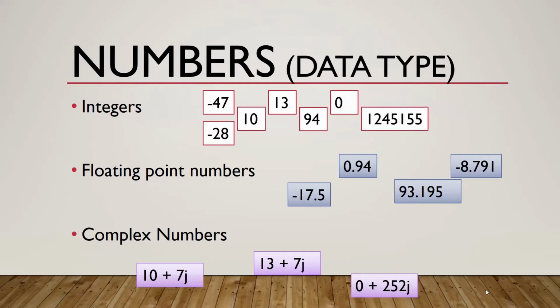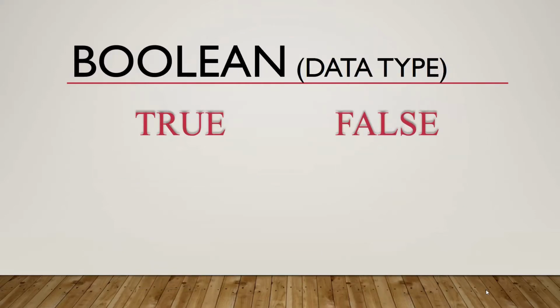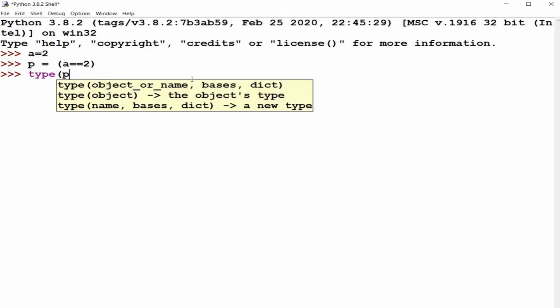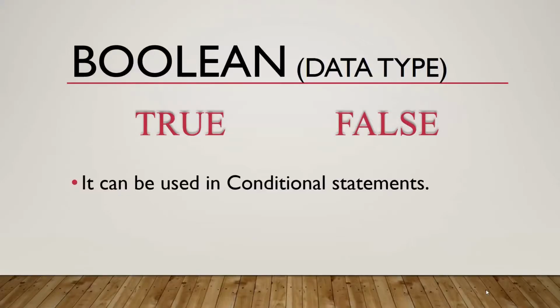Next is the Boolean data type. Few consider Boolean as a part of integer and few consider it as a separate data type. The Boolean data type contains only true and false values. It can either be true or false. True refers to 1 and false refers to 0, so it can only contain two values. The Boolean data type can be used to store the result of a decisional statement.